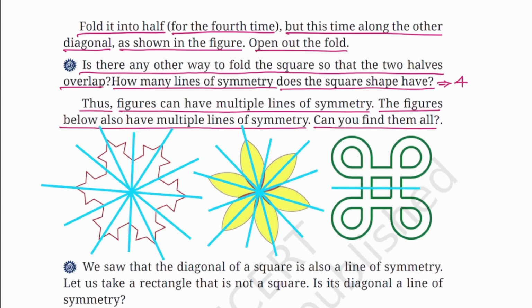Similarly, this figure has 1, 2, 3, 4 lines of symmetry.